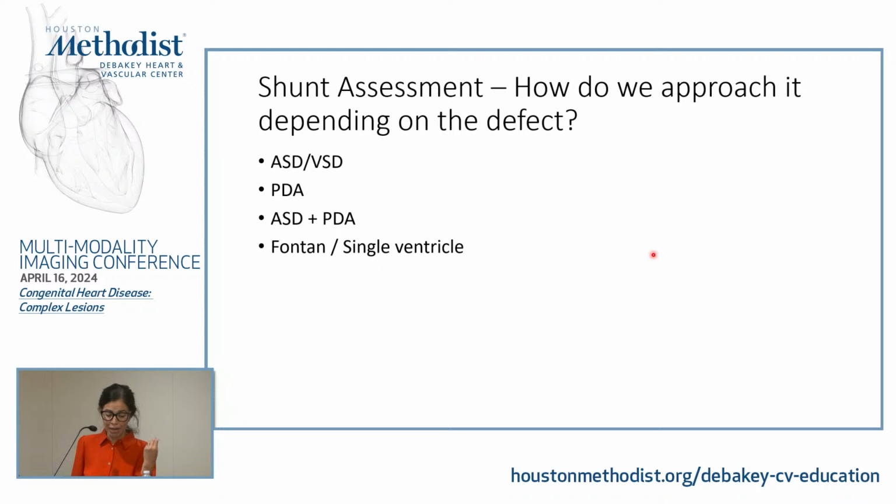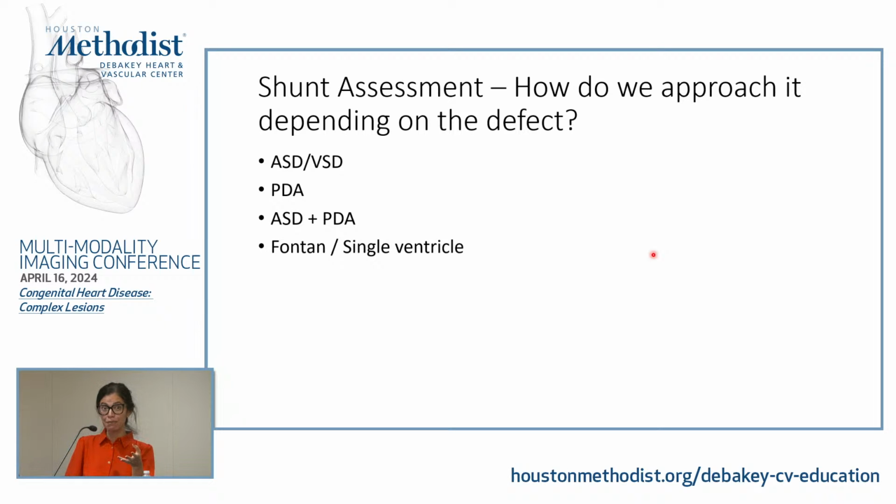So how do we approach the shunt, the QPQS, the quantitative assessment, which is one of the strengths of MRI? How do we do that in ASDs and VSDs? Yeah, this is a very simple question. My MRI fellows can enlighten us. How do we calculate QPQS by MRI? What do we measure?